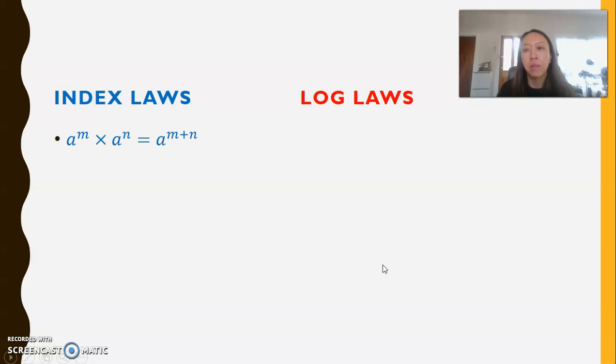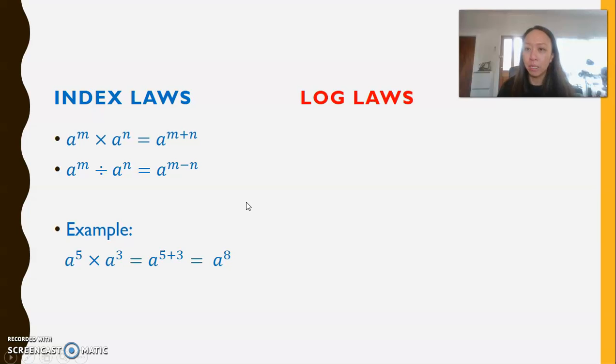Because log and index are interrelated, the laws are pretty much the same as well. If we need to simplify a power m times a power n, we know that if the base numbers are the same, we just have to add the exponents together. And if we have a power m divided by a power n, it's actually a power m take n, because when it is a divide, we take the exponents.